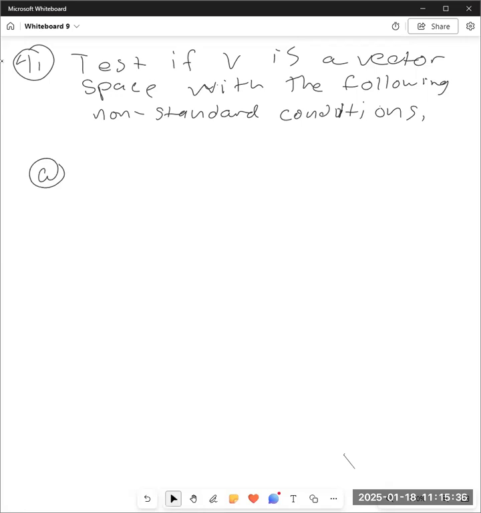But if I don't give you non-standard conditions like this, then you would assume that standard conditions apply unless otherwise told. So this is our definition for addition for V, and this one is the standard definition.